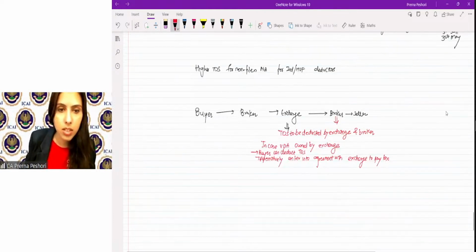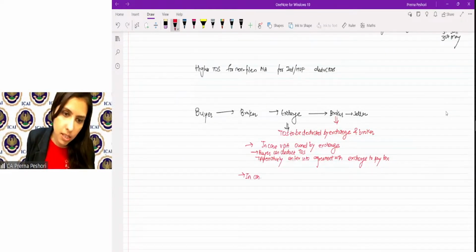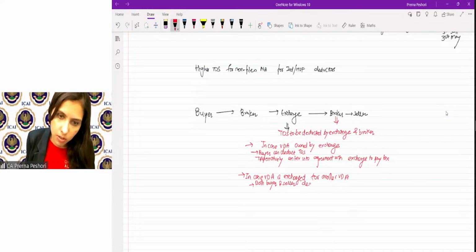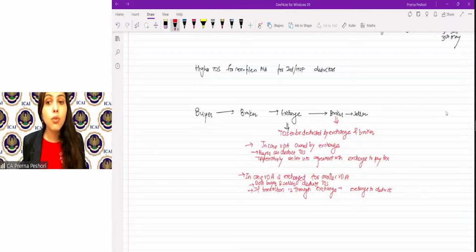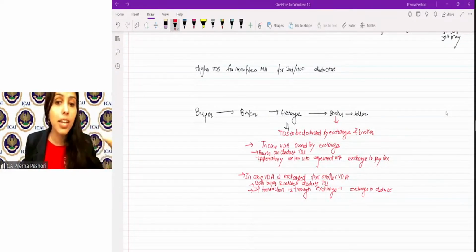So, in case VDA is exchanged for another VDA, both buyer and seller are to deduct the TDS. However, if the transaction is through an exchange, then the exchange has to deduct, because then you will not be able to know who is buyer and who is seller. Are we clear? Then in that case, the exchange would be required to deduct TDS for both the legs of the transactions.